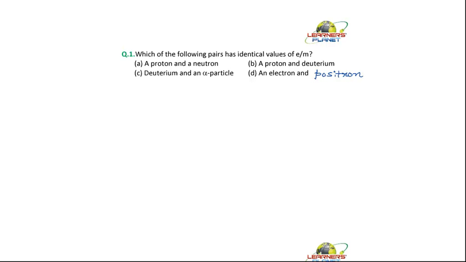Now, do you have any idea about the e by m ratio? Say if I talk of the e by m ratio of an electron. So let's start with the species. I'll first tell you the e by m of an electron. So students, what is the charge on an electron? It is 1.6 into 10 to the power minus 19 coulombs, negative, divided by the mass. What is the mass of an electron? It is 9.1 into 10 to the power minus 31 kg.